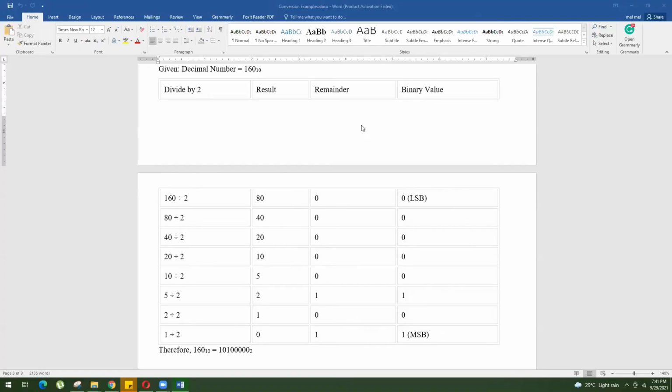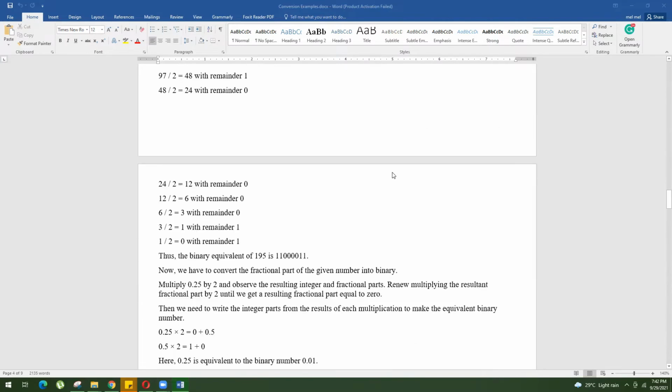I have another example here. We have decimal number 160, or 160 base 10. We convert it to binary. So 160 divided by 2 is 80, remainder 0, which will become our least significant number. Quotient 80 divided by 2 is 40, remainder 0. 40 divided by 2 is 20, remainder 0. 20 divided by 2 is 10, remainder 0. 10 divided by 2 is 5, remainder 0. 5 divided by 2 is 2, remainder 1. 2 divided by 2 is 1, remainder 0. And 1 divided by 2 is 0, remainder 1. So the answer will be 10100000 base 2. I have other examples here if you want.